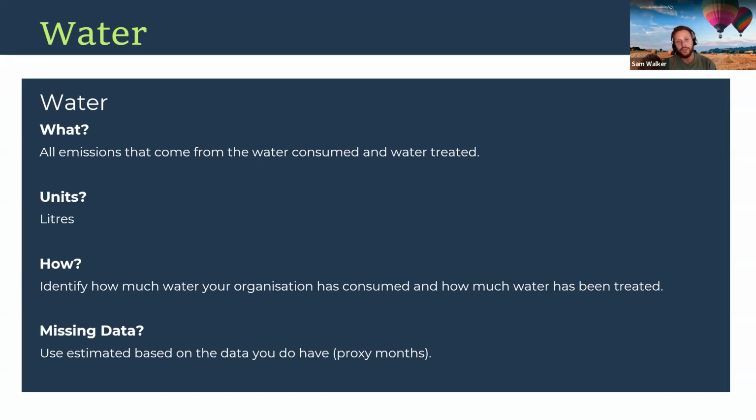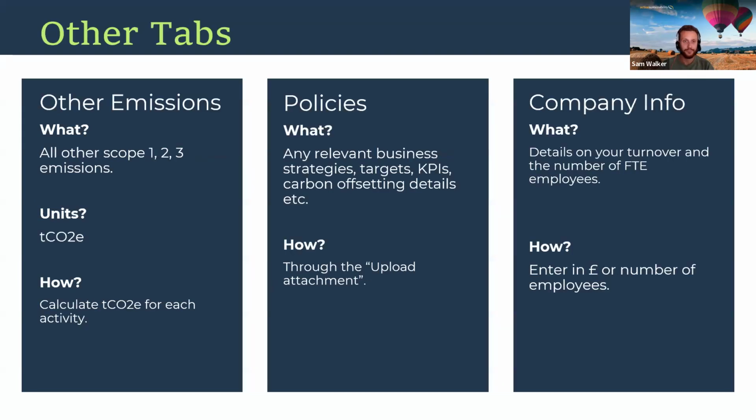What you should get with the water bill is a figure in liters, and it should already split consumption and treatment out. When you're entering it into the carbon calculator, it should be quite straightforward. If you don't have that data, reach out to the water company. Again, if you're renting, reach out to your landlord. And if you're missing data, you can use proxy months again.